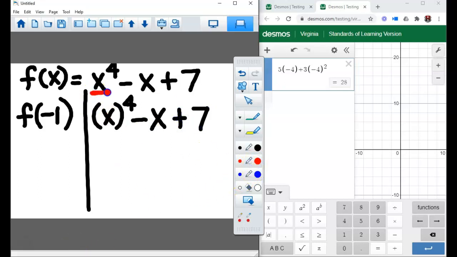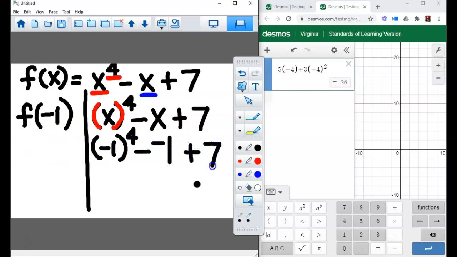So this x needs parentheses because of this exponent. This x doesn't need parentheses because there is no exponent and there is no number here. I want to make sure that's clear. All right, so now we've got it rewritten with parentheses added. Now we put in the number. So it's going to be negative 1 to the 4th power minus a negative 1 plus 7.